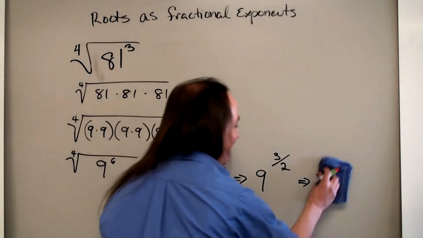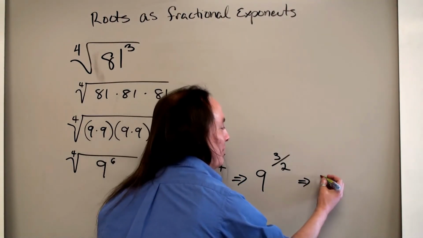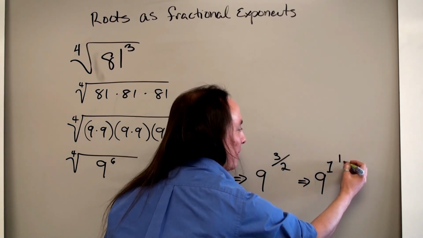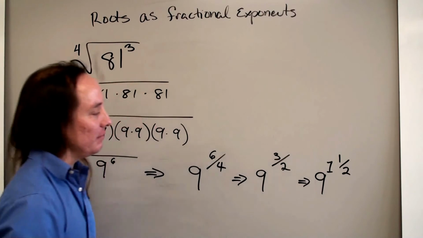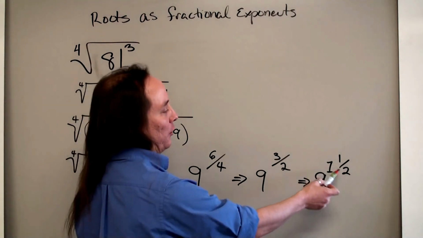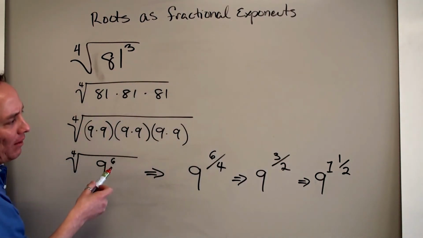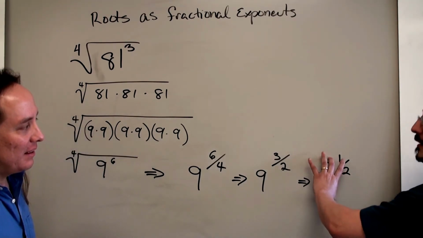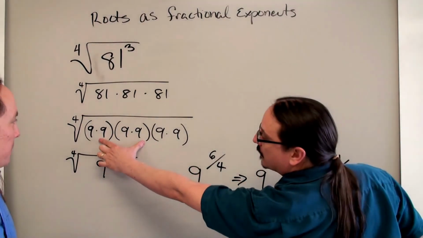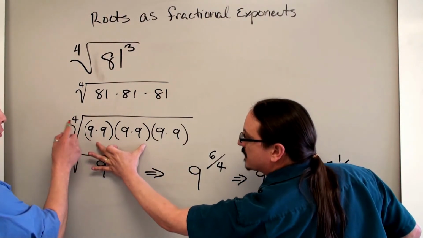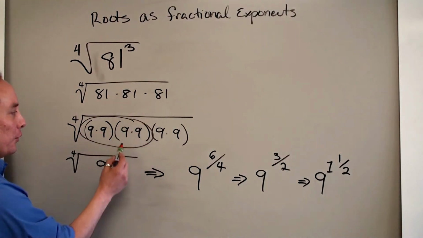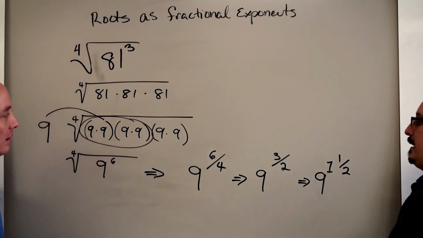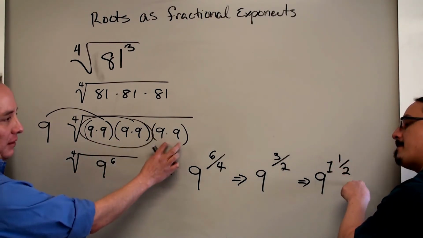Wait, I still need the 9. So 1 and 1/2. This is saying that one whole 9 can come out, which we saw right here. This 4 would be these 4 nines being grouped together and pulled out, and then I only need one representative of that group that was inside, leaving 2 inside.